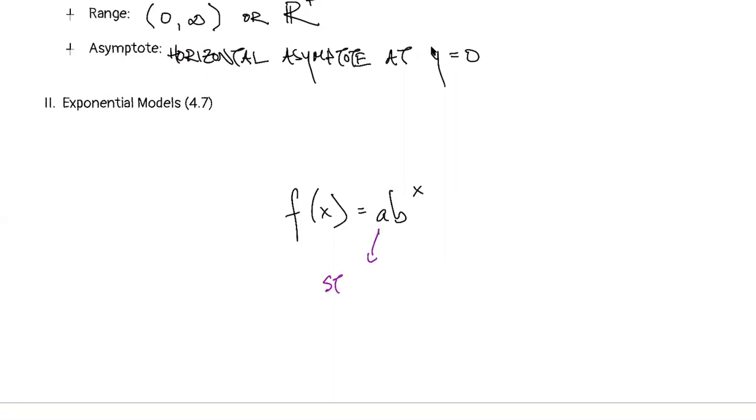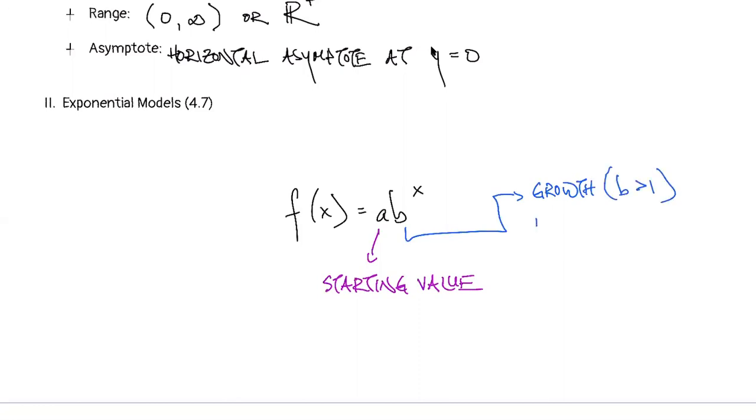Okay, so we've got our a value, which is our starting value or our initial value. And we said that b was our growth if b is greater than 1, or it is decay if b is between 0 and 1. Okay. Now we're going to see a lot of percents in the word problems that we complete.